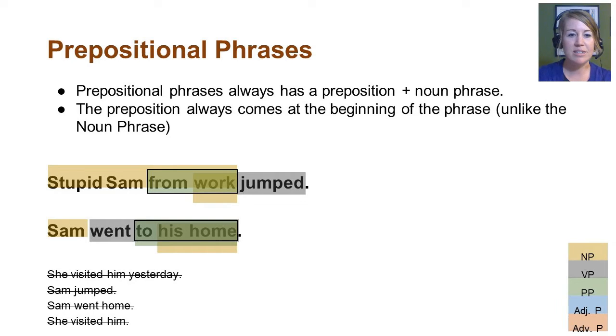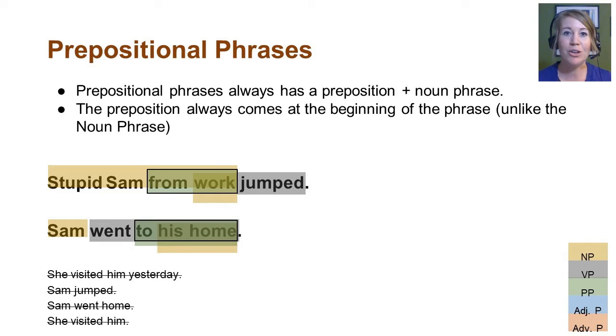So let's jump to stupid Sam from work jumped, okay? So our noun phrase there was stupid Sam from work. Sam is a noun, right? But it's not the start of the noun phrase. We actually have an adjective before it. So we have stupid Sam from work. So in that case, noun phrases don't have to start with the noun as the first item. That's unlike prepositional phrases where the preposition is always first in the clause.